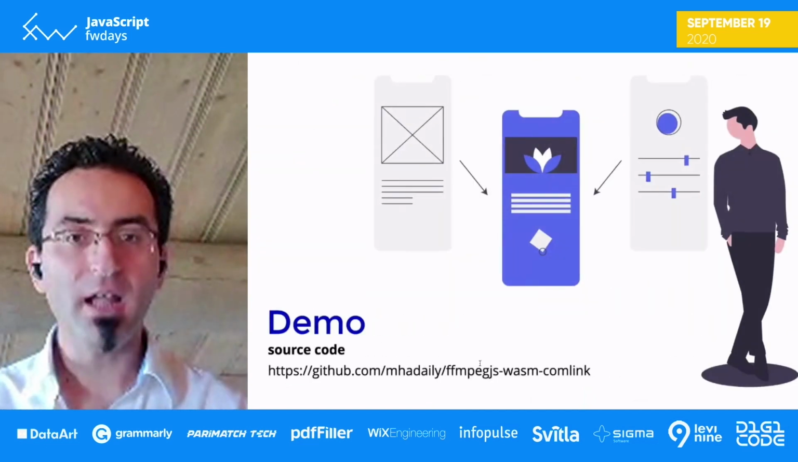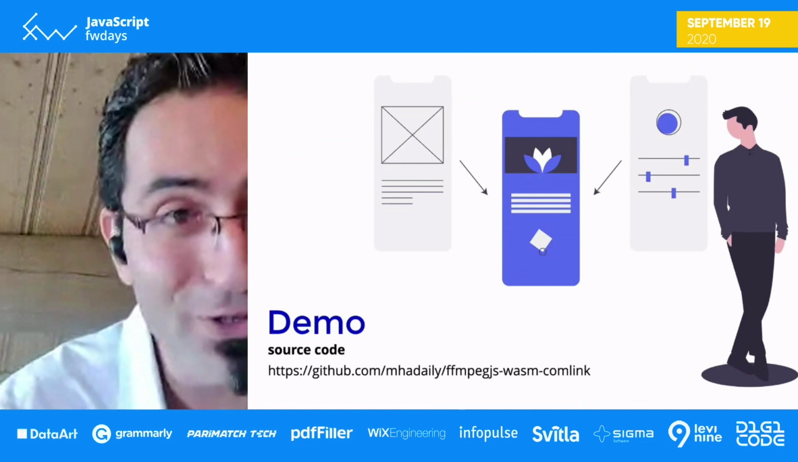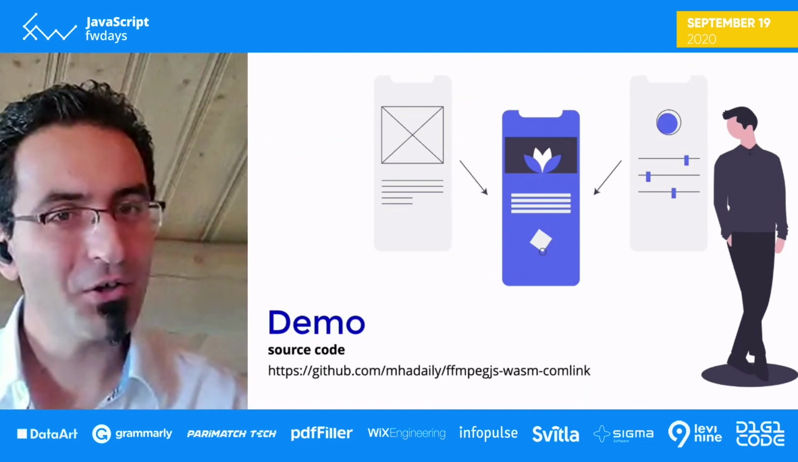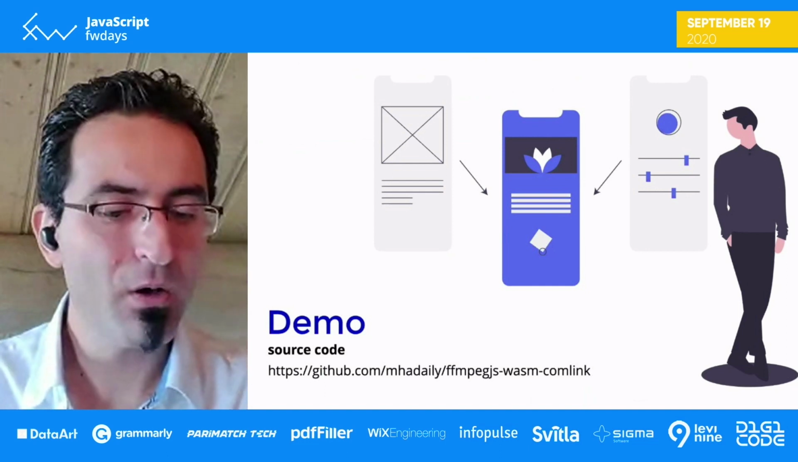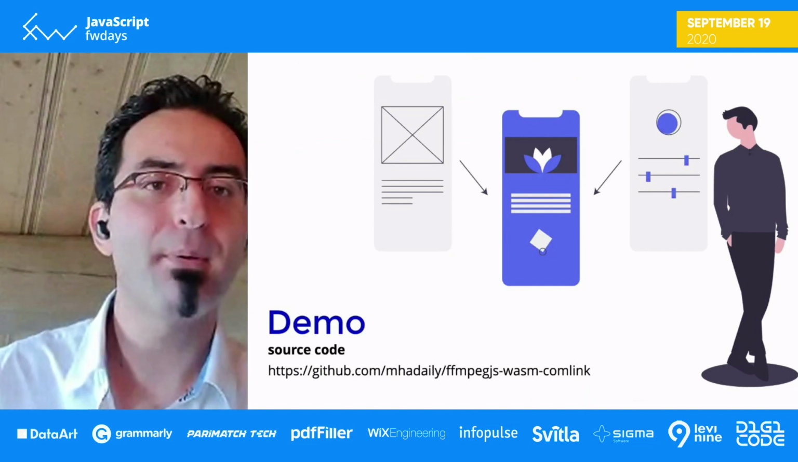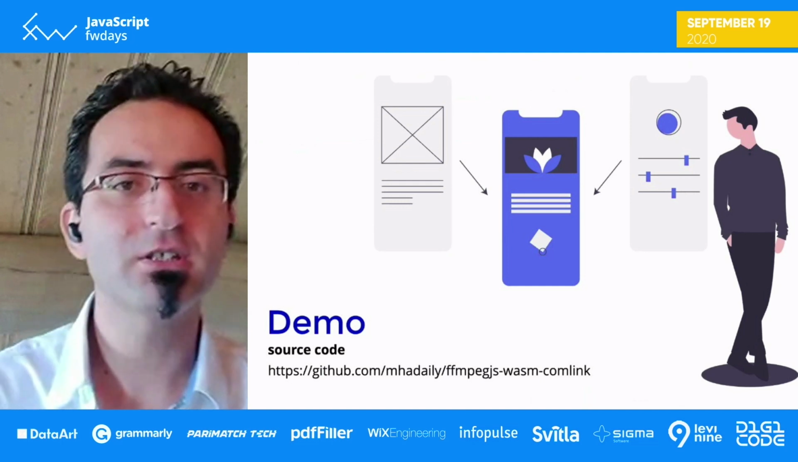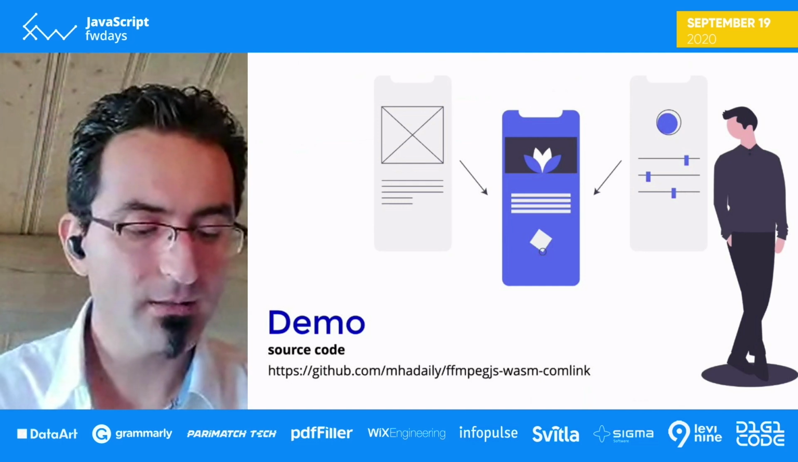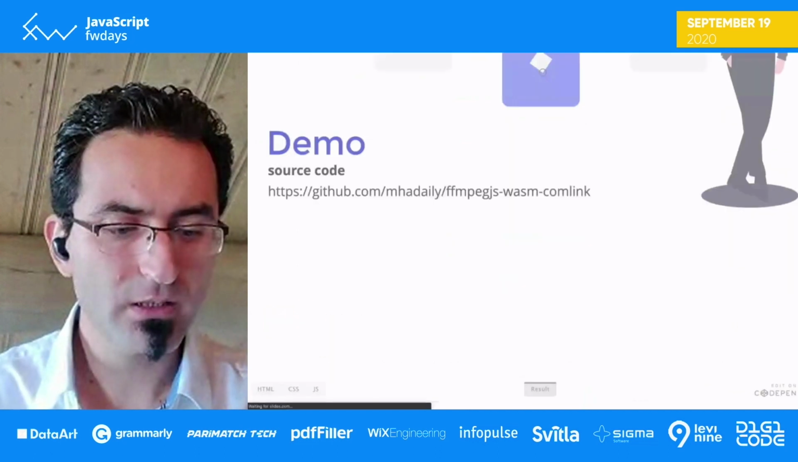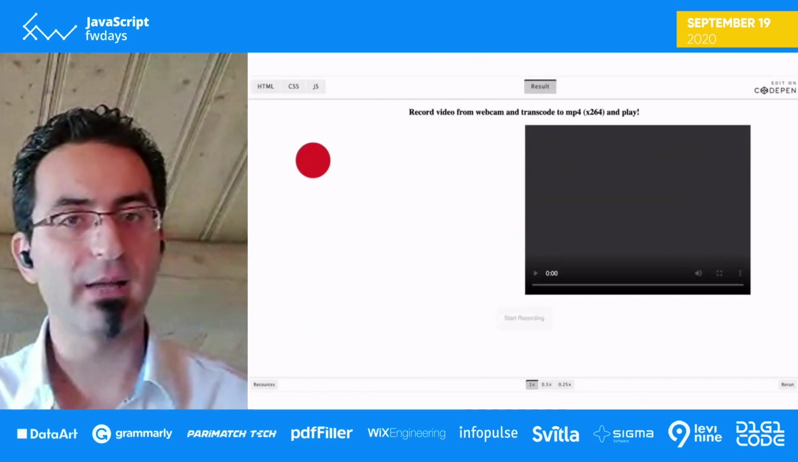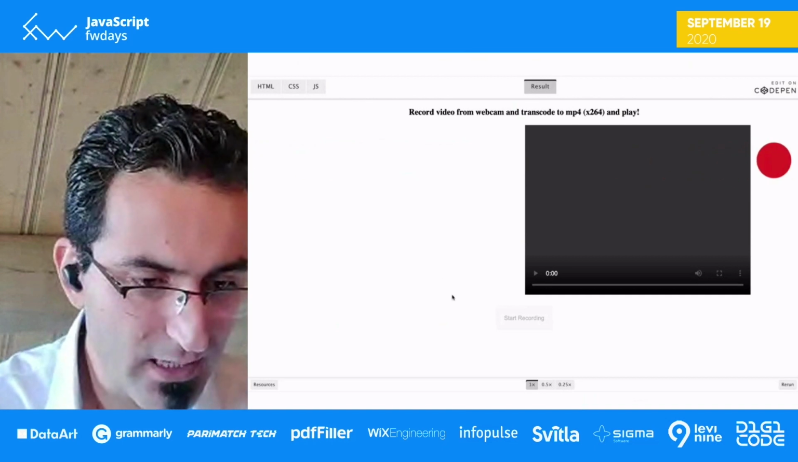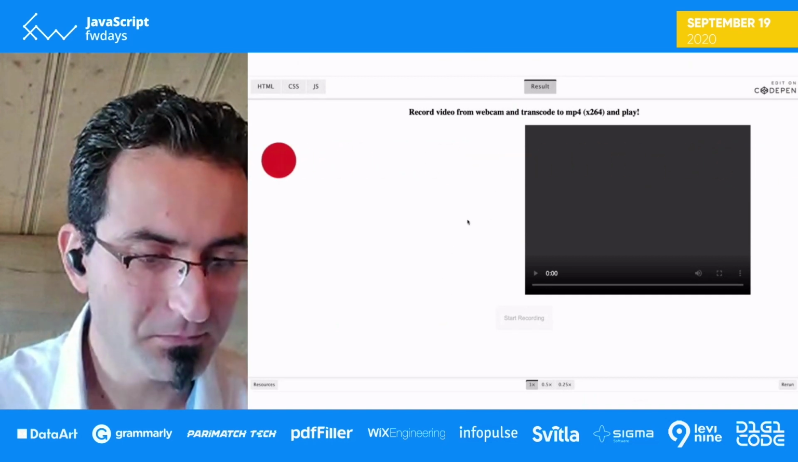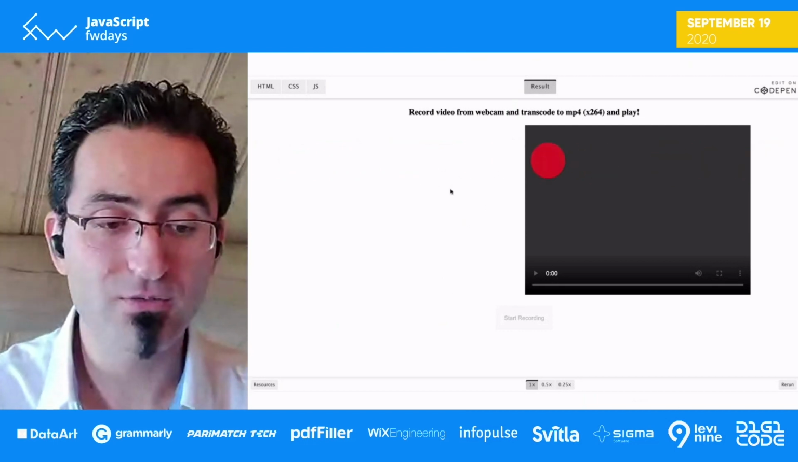So I have one demo. I hope it works. So let's give it a try. What we are going to see right now is the FFmpeg JS version, which is compiled to WASM, and we're going to see this example here. I see that it doesn't run my video.